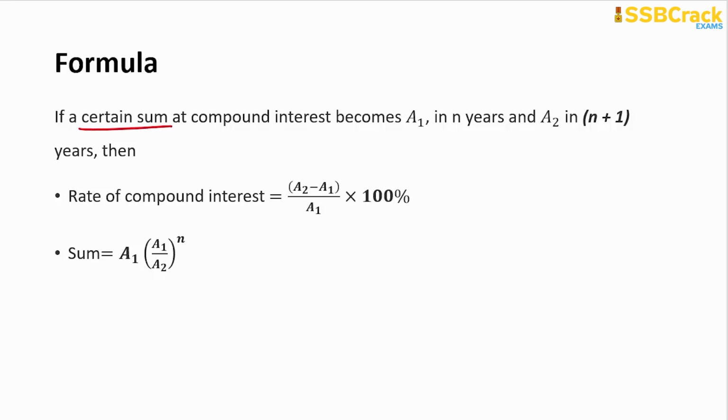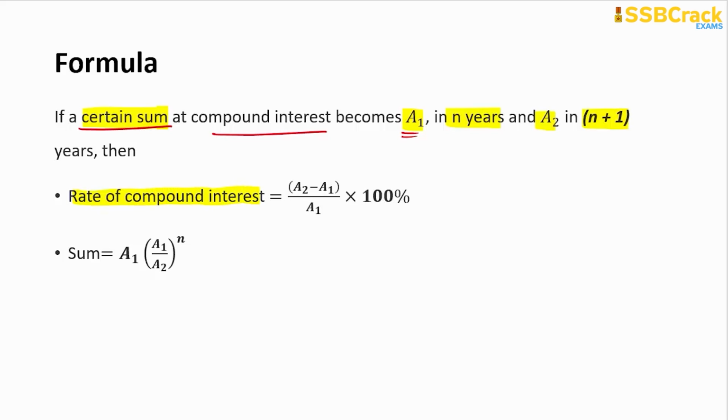If a certain sum at compound interest becomes A1, if a certain sum means initial amount, initial deposited money or principal, at compound interest becomes A1 in n years and it becomes A2 in n plus 1 years. Understand, here they have given you knowledge about the two amounts accumulated by calculating the compound interest for n years and n plus 1 years, two subsequent years. Now the question can be to find out the rate of such compound interest.